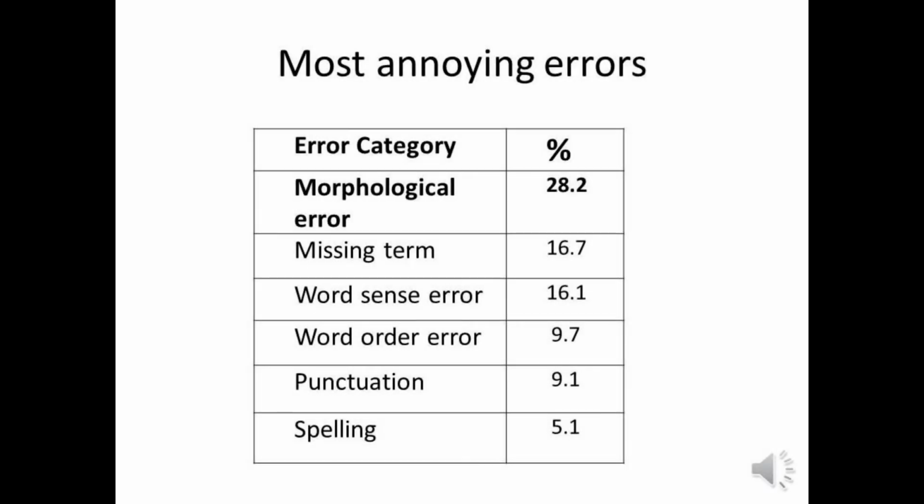So one of the first things we did is we used Mechanical Turk to do a crowdsourcing study looking at what the most annoying errors were with machine translation. And again, this is with Spanish. The morphological errors were found to be the ones that people found most annoying in terms of trying to correct, followed by missing terms and word sense errors. So it's the morphological errors and the missing terms and the word sense errors that our computational linguists are really concentrating on trying to improve in terms of automated technology.